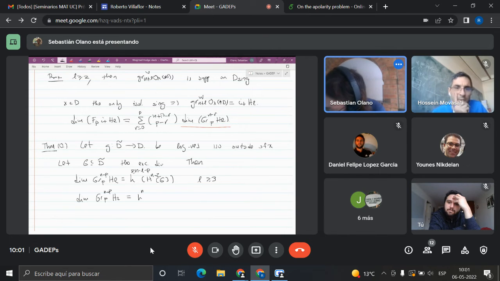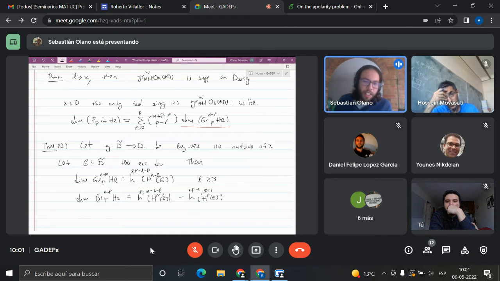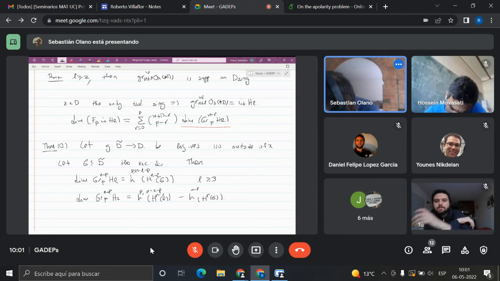which is, let me rewrite this, h^{p,n-2-p} of H^{n-2}(G) minus h^{n-p-1,p+1} of H^{n-2}(G). There is a correction term. The bad thing is that in general this second term is, this is terribly written, let me rewrite it again: n minus p minus 1, p plus 1.